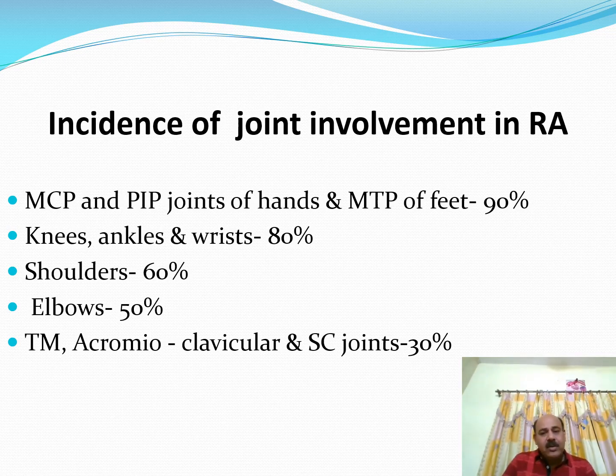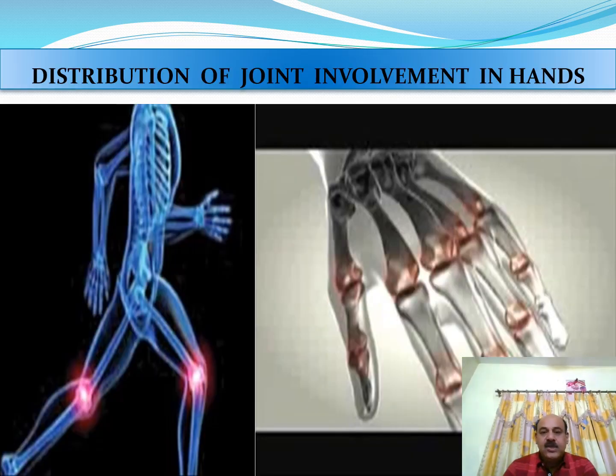The involvement of all these joints, the involvement of hand and foot joints, the involvement of bigger joints, involvement of sacroiliac joint, all these features have been described in relation to Amavata in Ayurvedic literature also. Now these pictures are showing the distribution of joint involvement in rheumatoid arthritis. We can see that involvement of metacarpophalangeal joint is there, proximal interphalangeal joints of hand are involved, and the similar joints of feet are also involved.